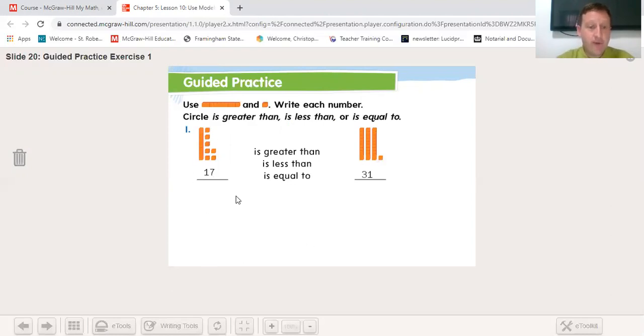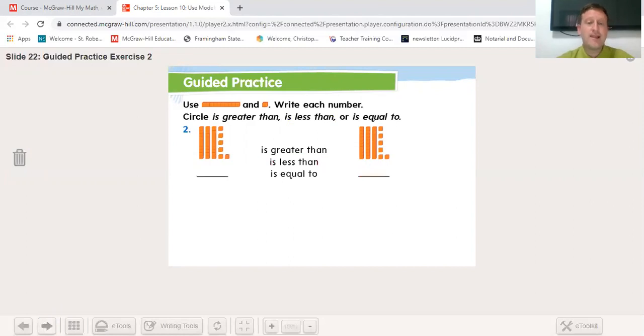So we're taking this first number here, 17. Is 17 greater than 31, less than 31, or equal to 31? What do you guys think? Can you guys choose a number for me now, please? And let's see our answer. Okay, 17 is less than 31.